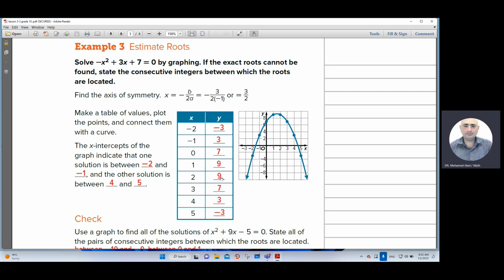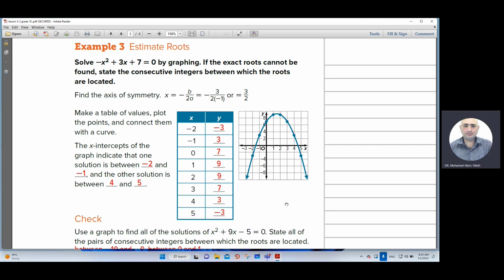Then we can make the table. You can choose randomly here. These points for x: negative 2, and the symmetry point 2, negative 1 and 1. Then here 0. Then you can take 3, 4, 5. Then you can substitute each value of x inside the equation. You will get the value of y, as you see. Then you can represent the first point, the second point. Then you can connect them. You will get this graph.